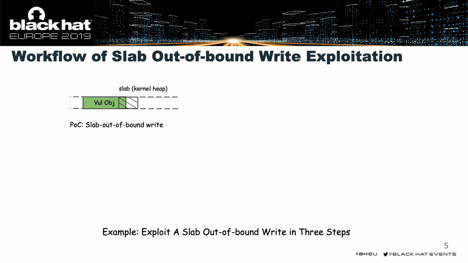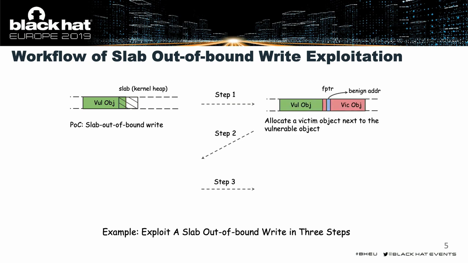The workflow of SLAB out-of-bound write exploitation is slightly similar. The overflow, represented in shadow, corrupts the vulnerable object in green, as well as the following memory region in the SLAB. We can also exploit this out-of-bound write in three steps. The first step is to allocate a victim object in red, which encloses a function pointer next to the vulnerable object. At this moment, the function pointer targets a benign address.